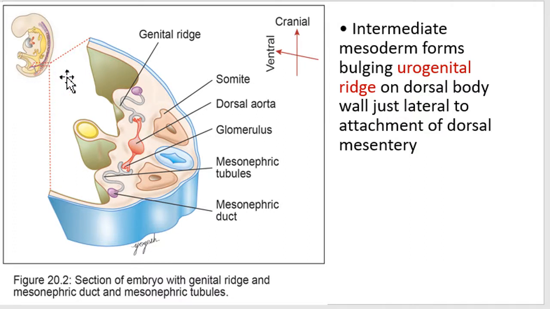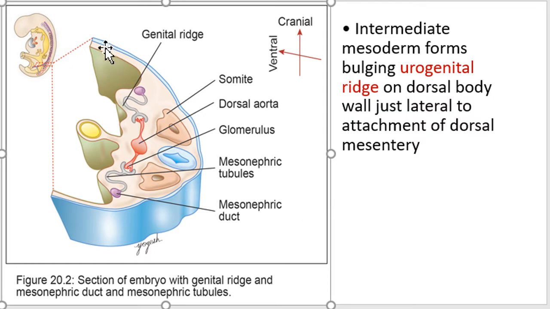Here there is a sectional view. You can see there is an intermediate mesoderm. Okay, so here one is the intermediate mesoderm. This one is the lateral plate mesoderm, intermediate mesoderm, and paraxial mesoderm. So there is a bulge in the intermediate mesoderm.